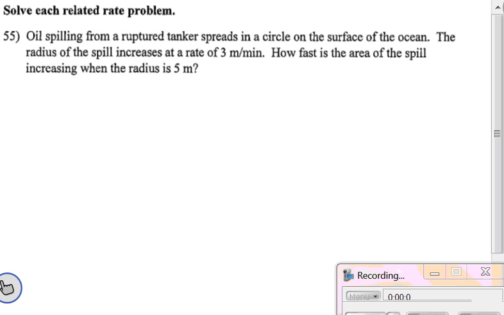Solve these related rate problems. So this one's about oil spilling into the water, and it forms a circle on the surface of the ocean. So the first thing I always do is write down anything that they give me.